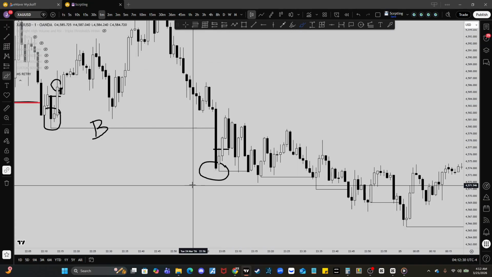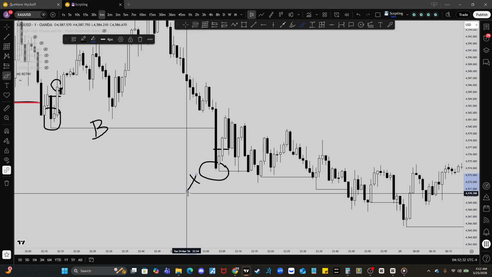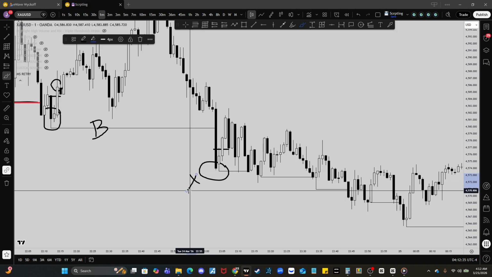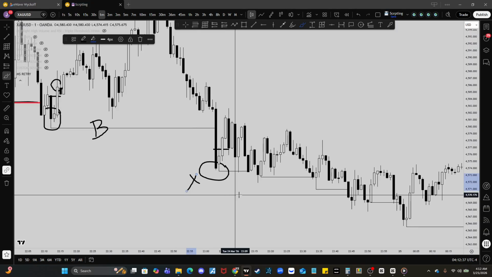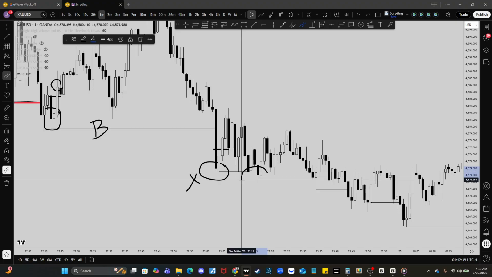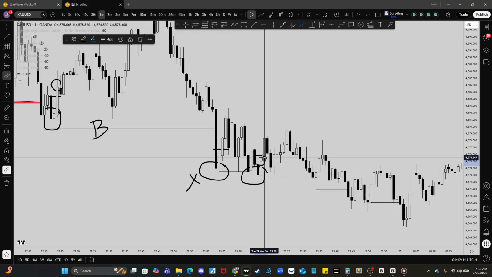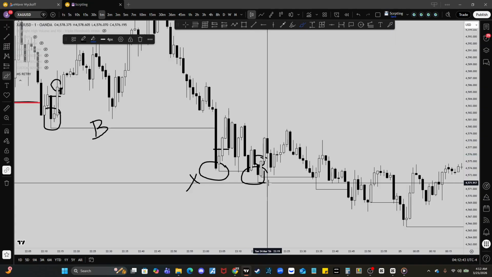That's actually incorrect. We use this one. And then it gets closed up above here. And then it gets closed through.